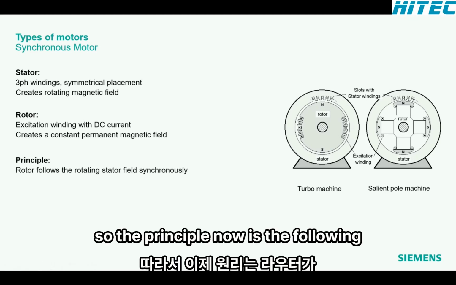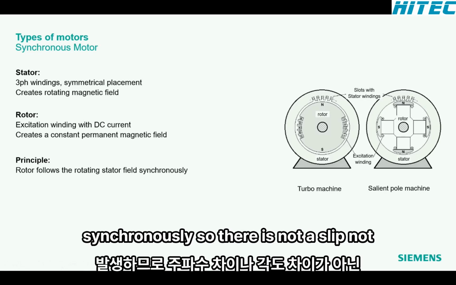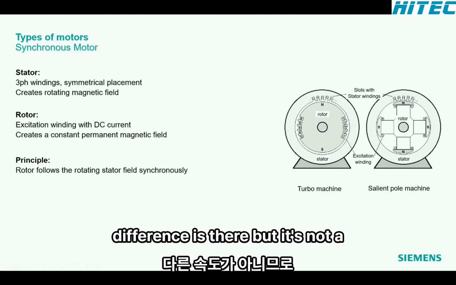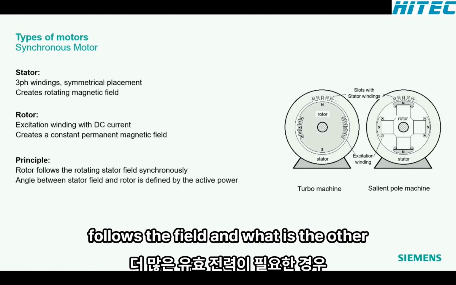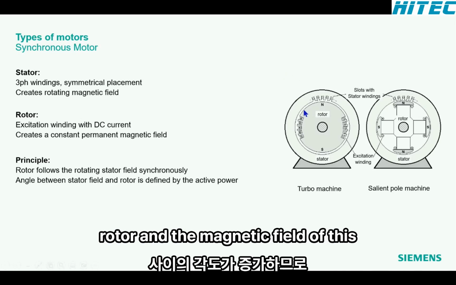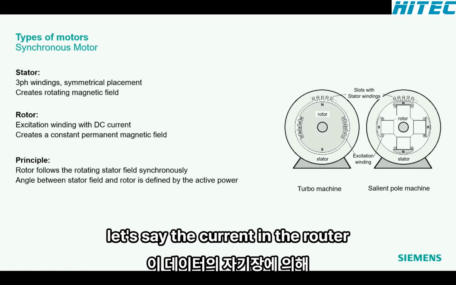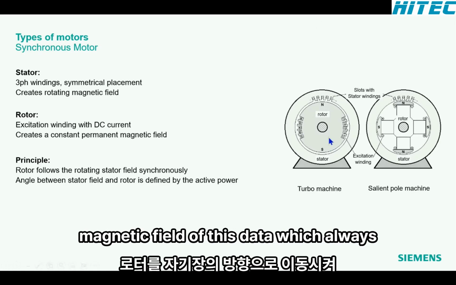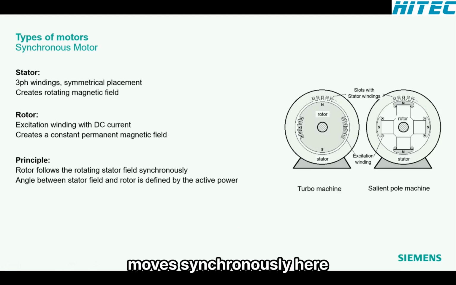So the principle now is the following, that the rotor follows the stator, so the magnetic field of the stator, synchronously. So there is not a slip, not a frequency difference, not a different speed. So the rotor really follows the field, and what is the other regulation quantity? If I need more active power, then the angle between the rotor and the magnetic field of the stator increases. So let's say the current in the rotor always gets a force created by the magnetic field of the stator, which always shifts the rotor in the direction of the magnetic field. So it keeps pace and it moves synchronously.